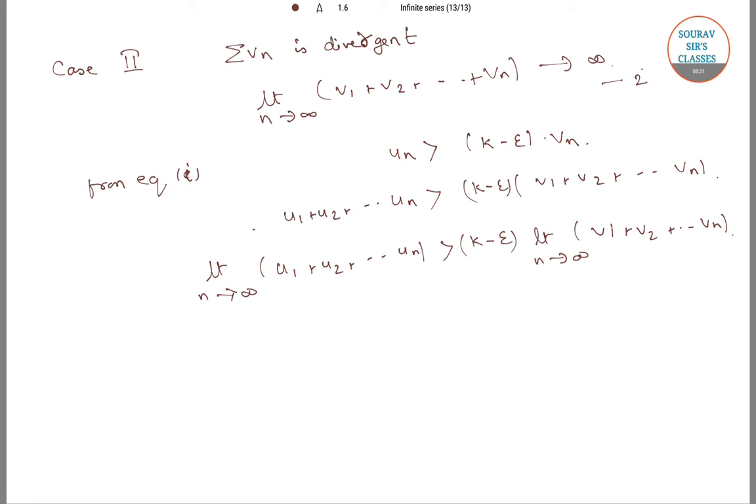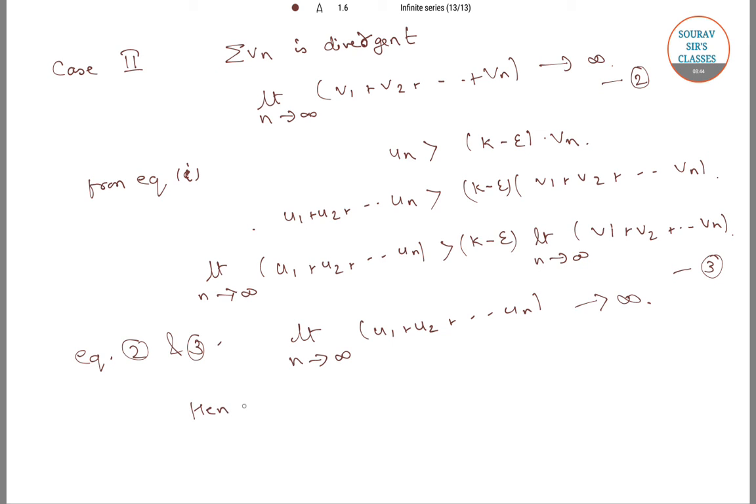if we note it as equation number 2 and this as equation number 3, then from equations 2 and 3 we can say that limit n tends to infinity u1 plus u2 plus so on till un tends to infinity, and hence summation un is also a divergent series, and hence both the series converge or diverge together.